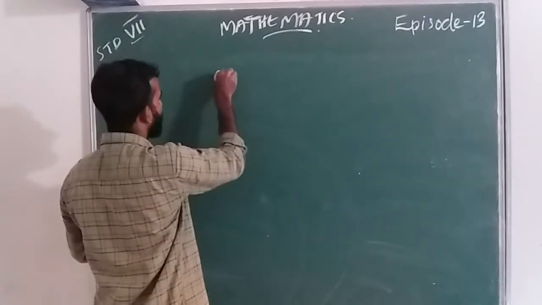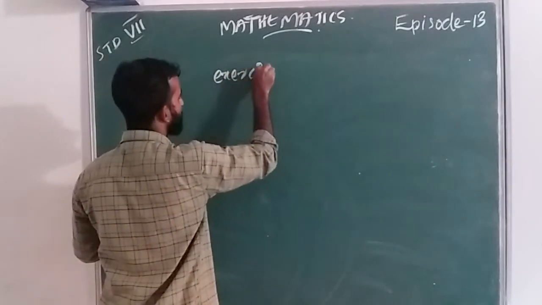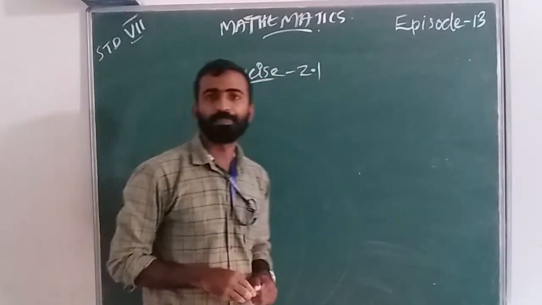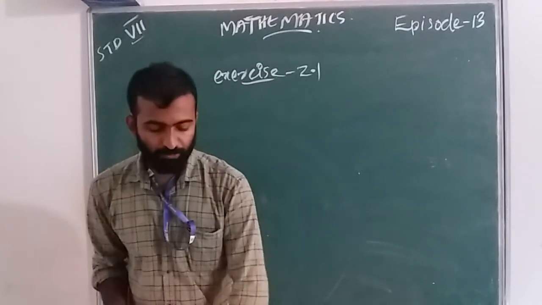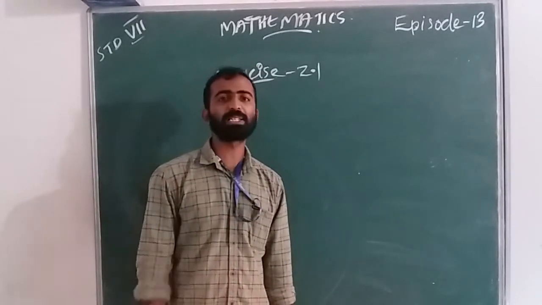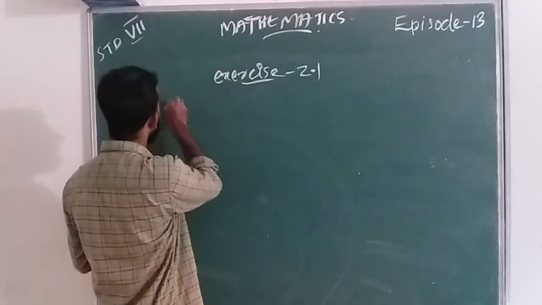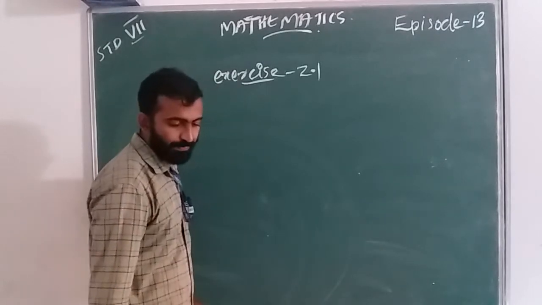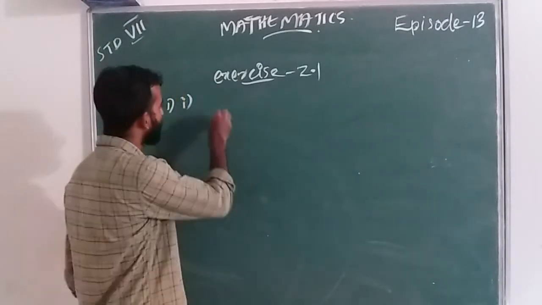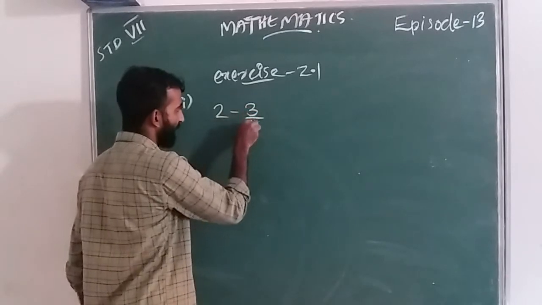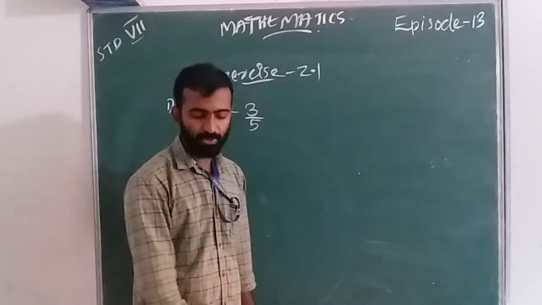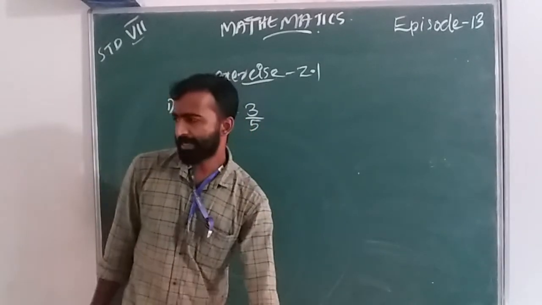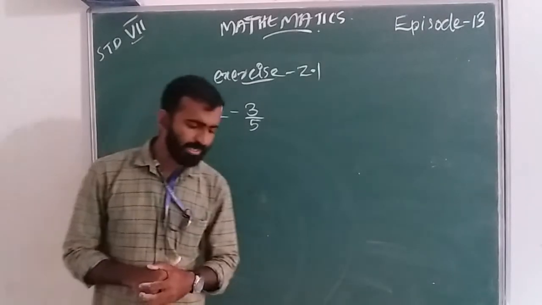Exercise 2.1. The first question, first part, is solve 2 minus 3 by 5. We want to find 2 minus 3 by 5. What is the answer? Anyone can say?